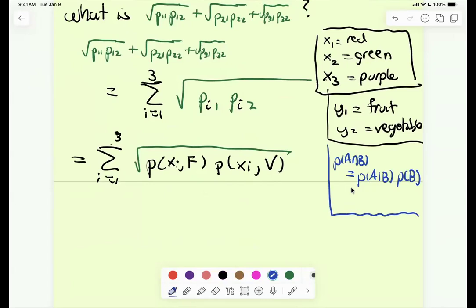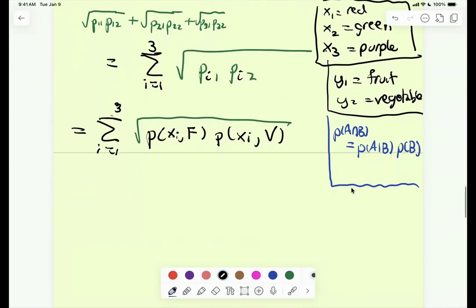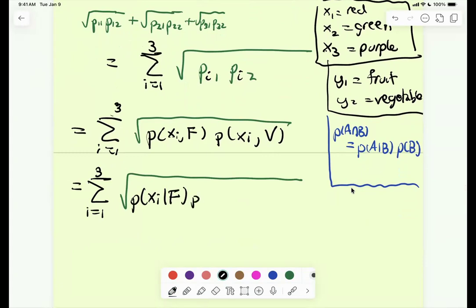So the conditional probability just allows you to replace the probability of an "and", or an intersection, with a conditional probability and another probability. So this becomes a sum from i equals 1 to 3 of the probability of xi conditioned on being a fruit times the probability of being a fruit, plus the probability of xi conditioned on being a vegetable times the probability of being a vegetable.